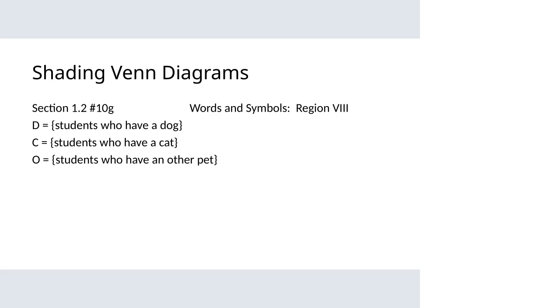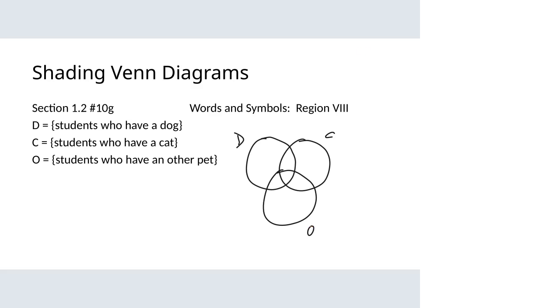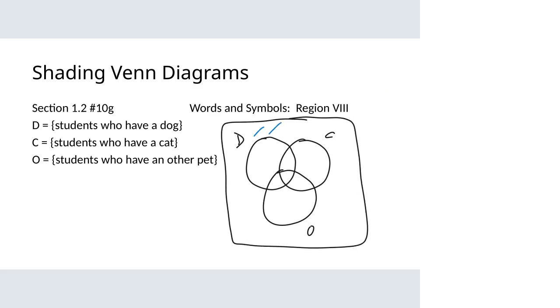G says, same group of sets where we have D, C, and O. And the only thing that's shaded in that picture is region 8. I'm going to put my box around there. The only thing that's shaded in number 10G is region 8. And we're supposed to come up with the symbols for that.